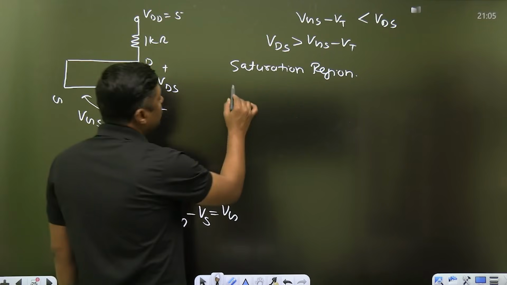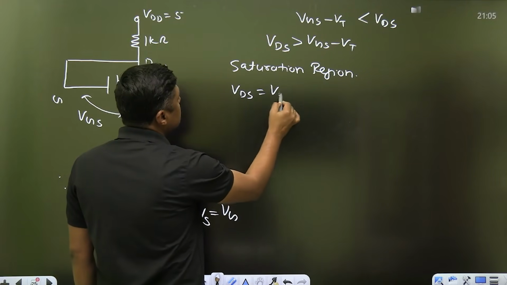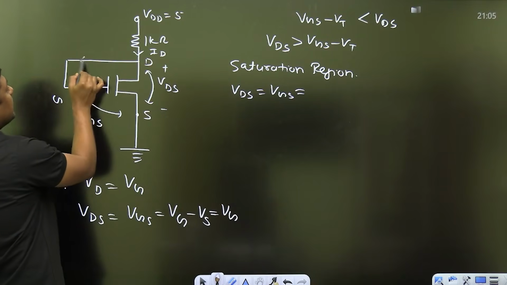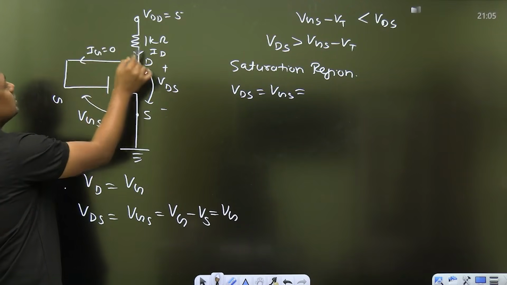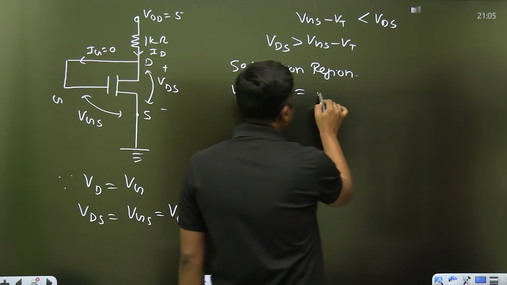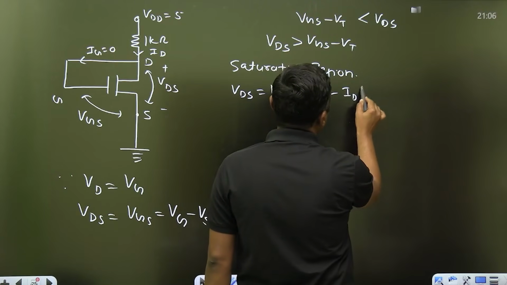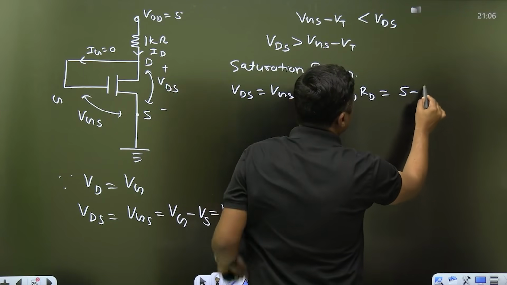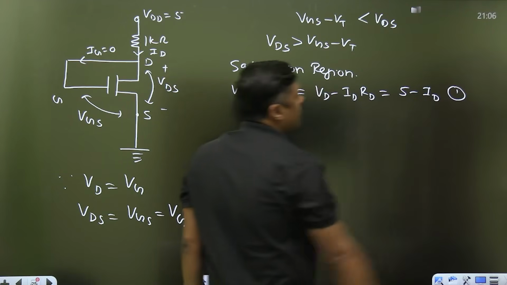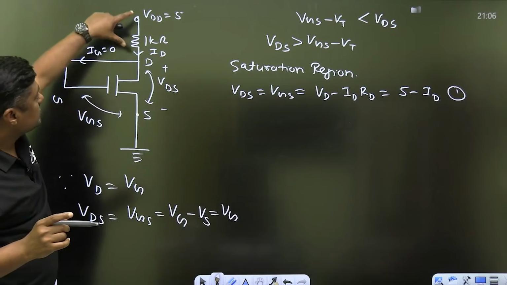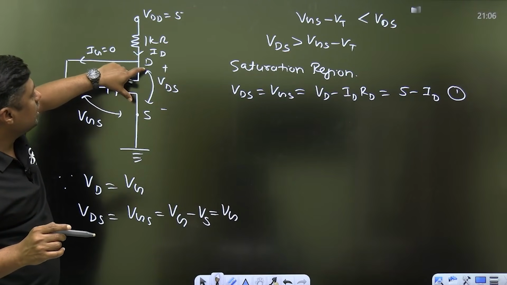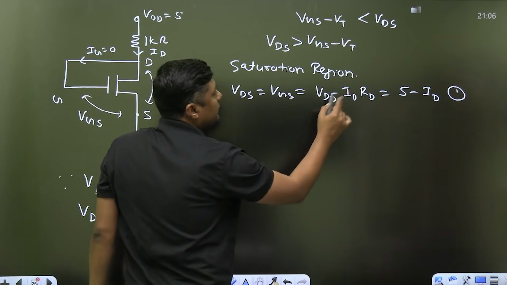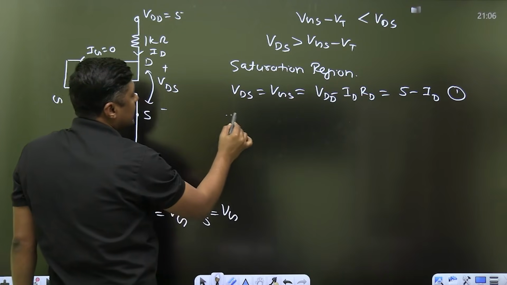Now VDS is equal to VGS is equal to, what is the current here? ID. What is the current entering into the gate? 0. So you can say VDD minus ID into RD, that is 5 minus 1 times ID. This is equation number 1. From this, VDS or VG is equal to VDD minus ID into RD. So VDD is 5 minus ID.